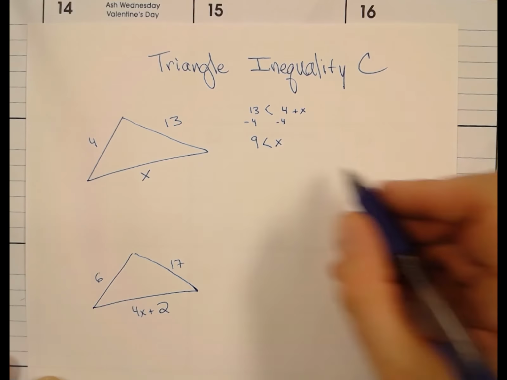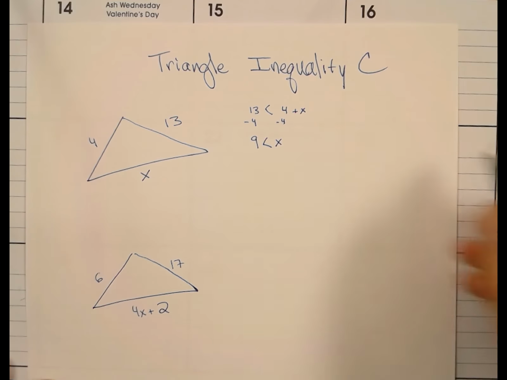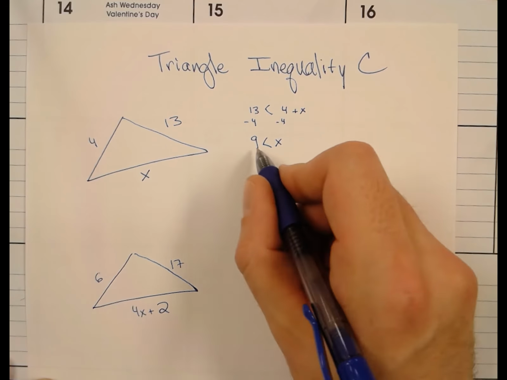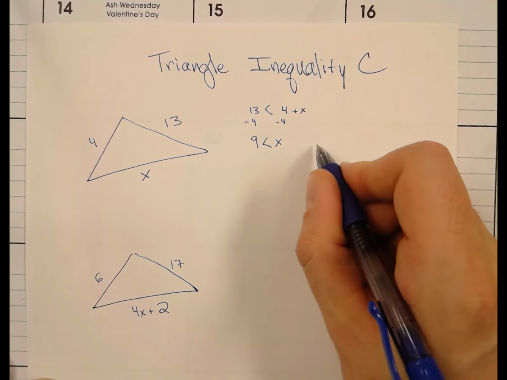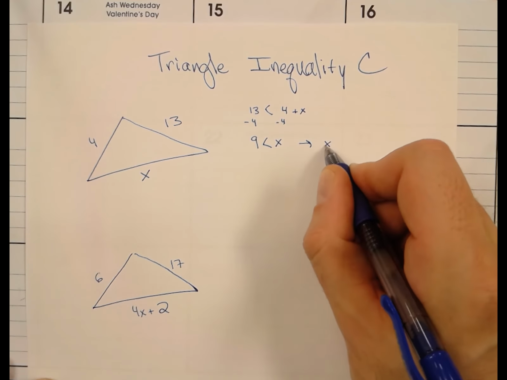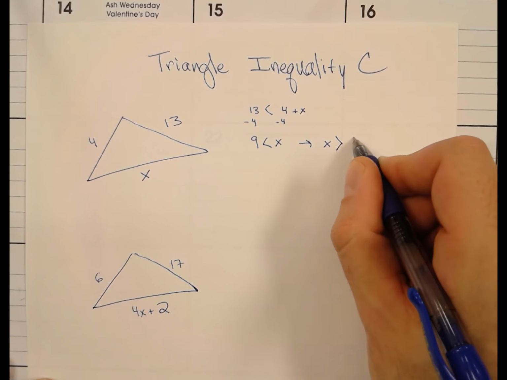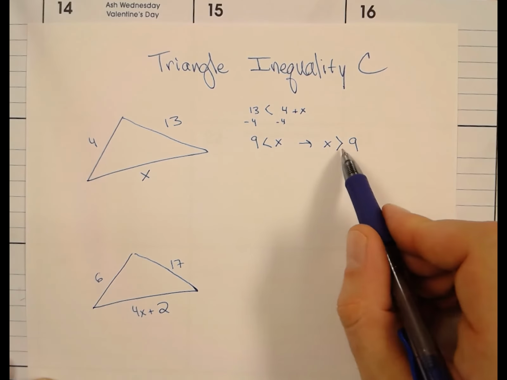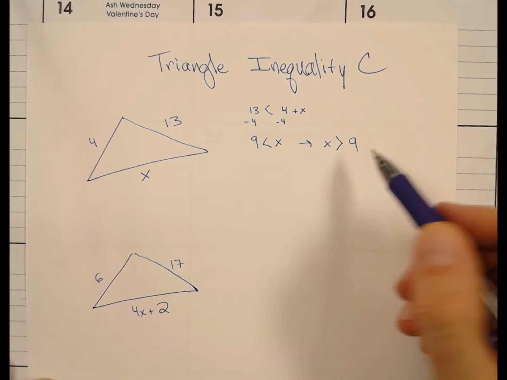Now it does make sense to have your x value on the left side. So if we want to switch the order of inequalities, we can do that, but we just need to remember to switch the direction of the inequality as well. So 9 is less than x is the same thing as x is greater than 9.